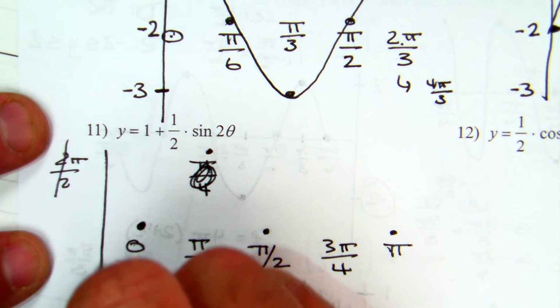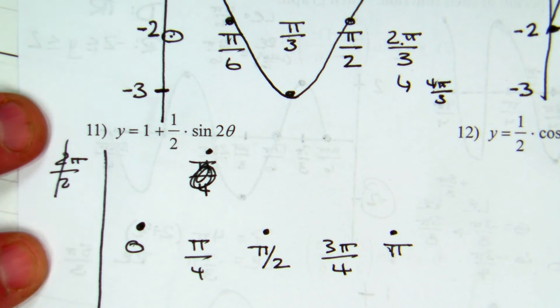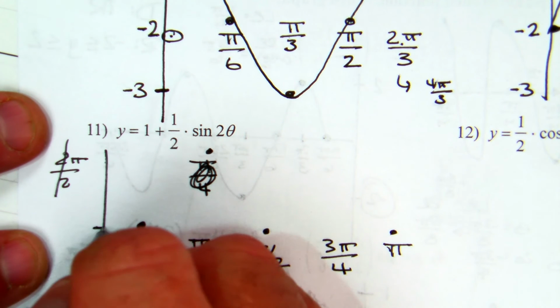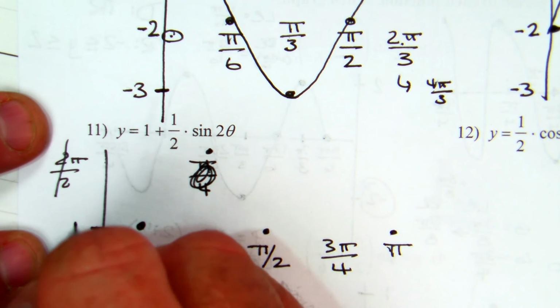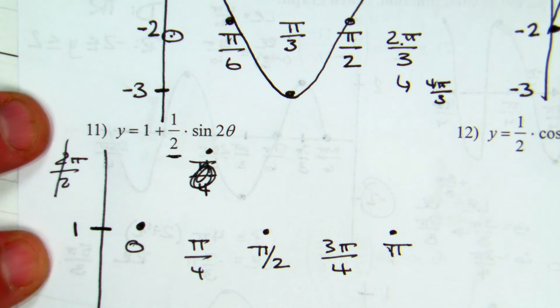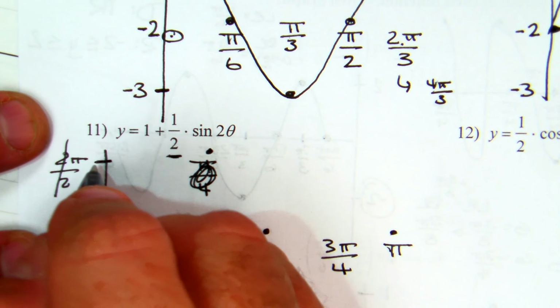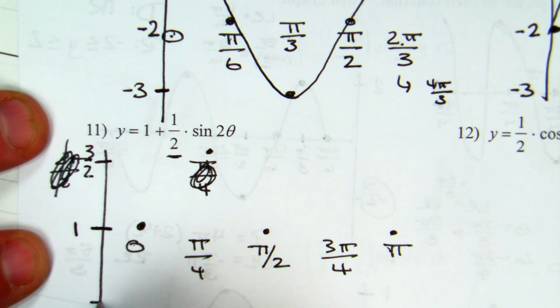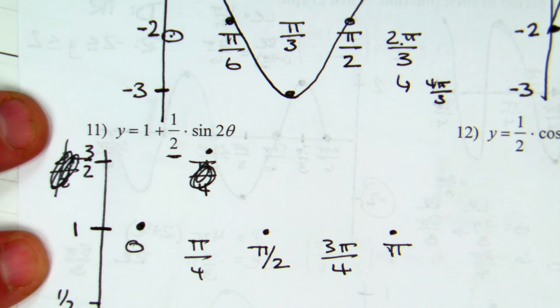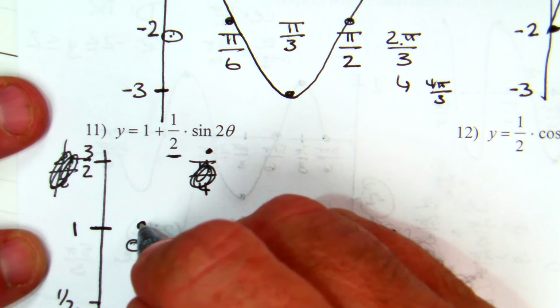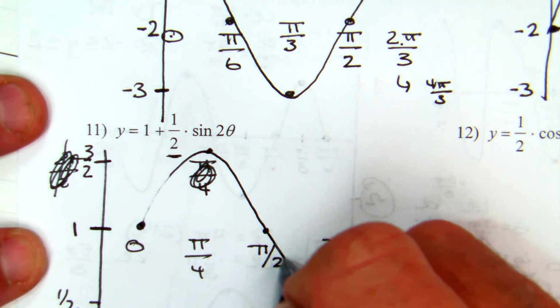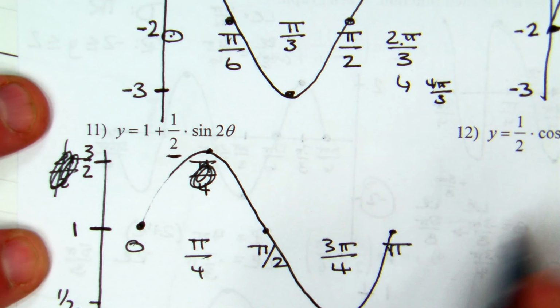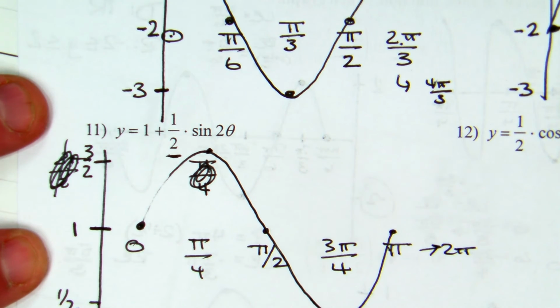Now I'm going to incorporate my vertical axis. My midline is the 1. Now my amplitude is 1/2, so that means I go up 1/2, so this would be 3/2. Down here would be 1/2. Sine goes up, back down, up. You would continue that, by the way. Your next one would end at 2 pi.